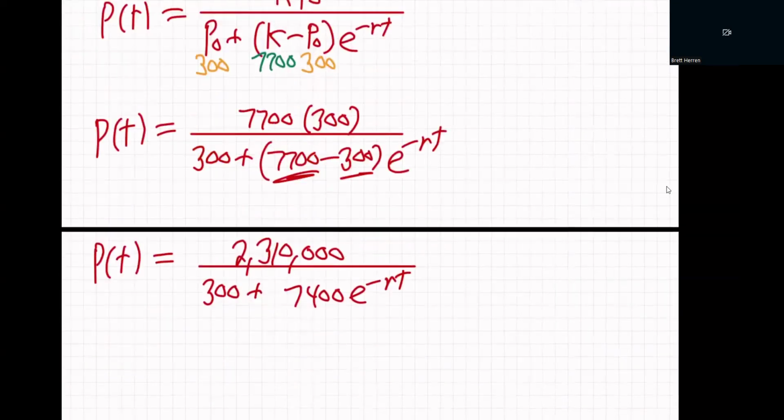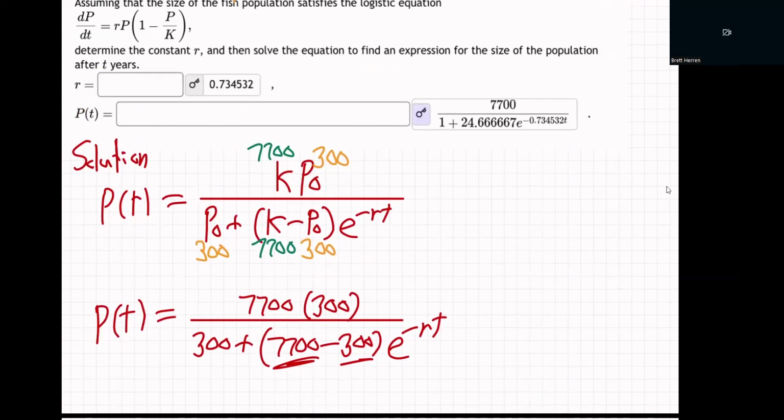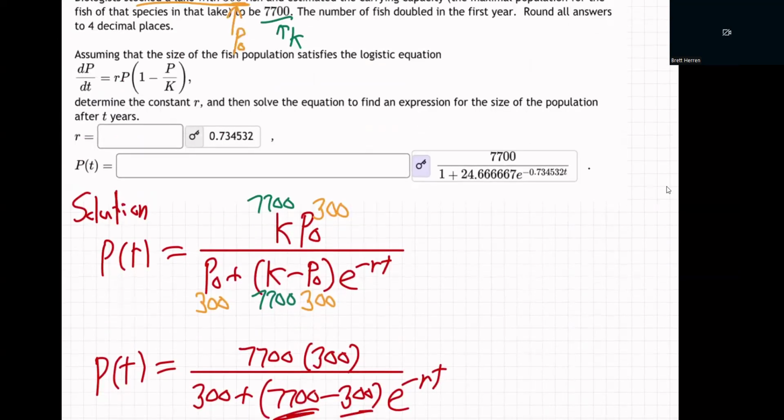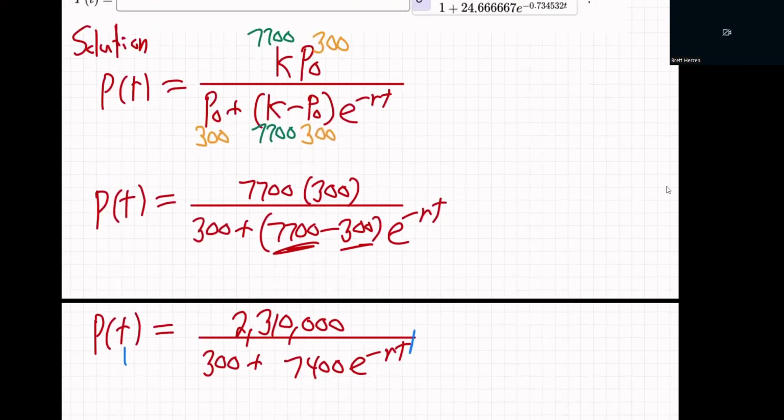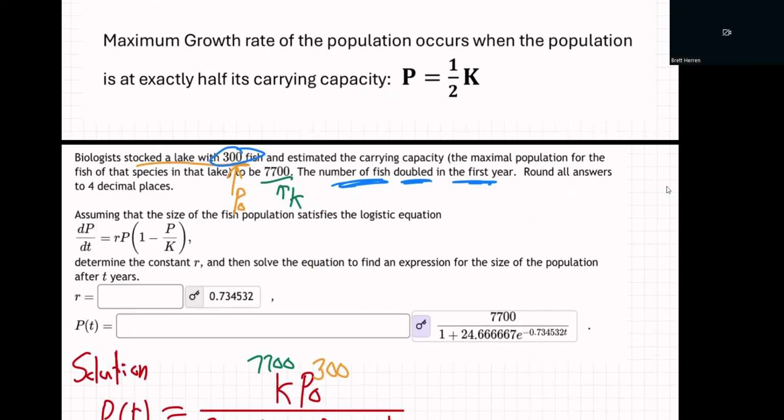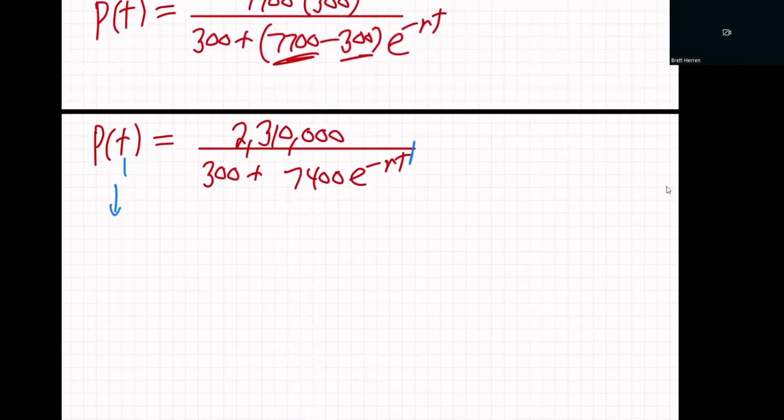So now, how can we find r? Well, they told us one little important phrase. It said the number of fish doubled in the first year. So that means after 1 year, plug in 1, the number of fish doubled. There were 300 fish initially, so that means there's 600 fish. So P of 1 after 1 year must have been 600 fish, right? And so plug that into the formula here.